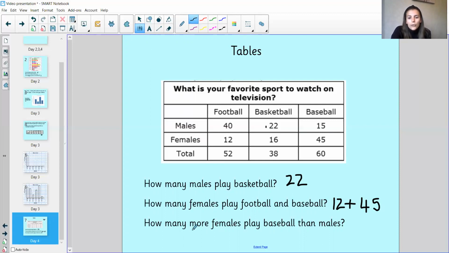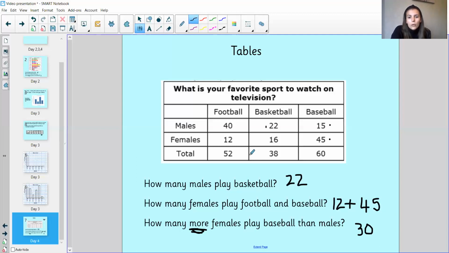Then the last question says, how many more females play baseball than males? So I'm going to look at females. I'm going to go along to baseball, and I can see it says 45. Then I'm going to look at males and go along to baseball, and I can see it says 15. So now to work out how many more, I'm going to take 15 away from 45, which should give me the answer of 30.